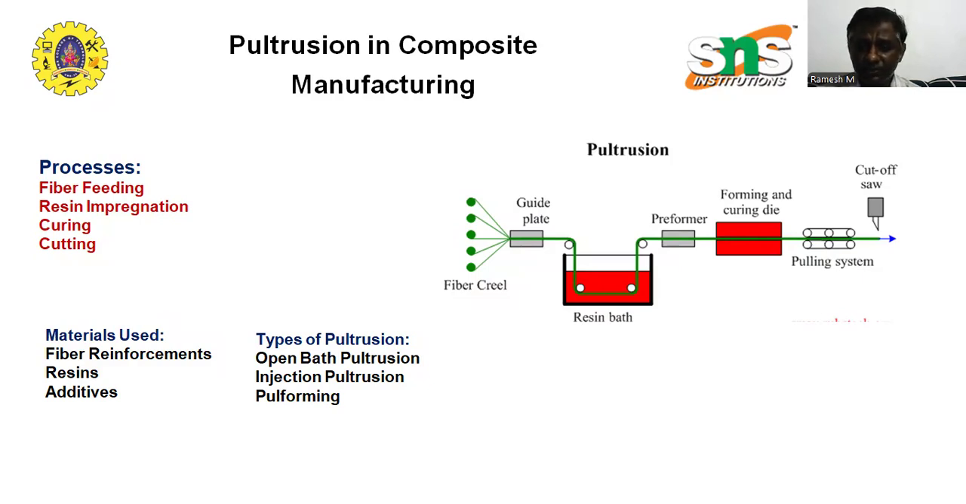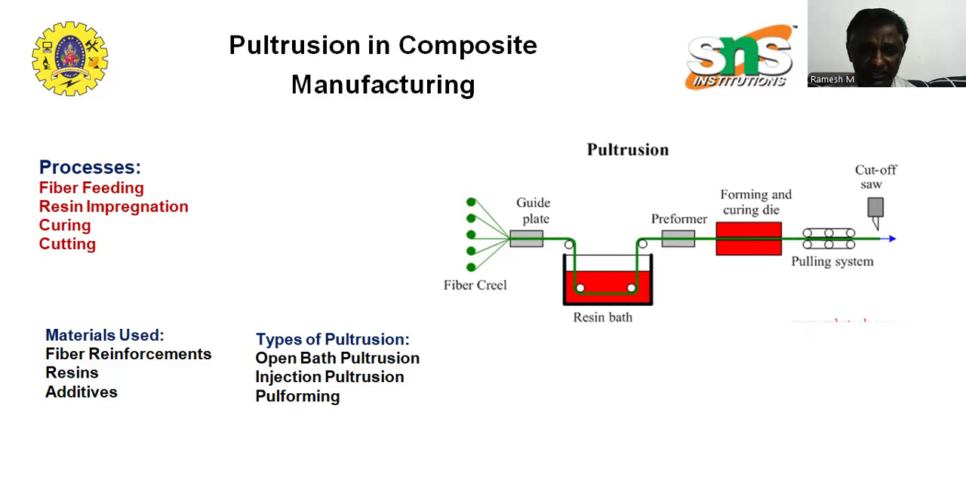What is pultrusion? Pultrusion is a continuous automated manufacturing process which is used to create constant cross-section composite profiles, such as rods, beams, channels, and tubes. The word pultrusion is derived from pull and extrusion. So it highlights the key feature of the process: pulling fibers through a resin bath and heated die.